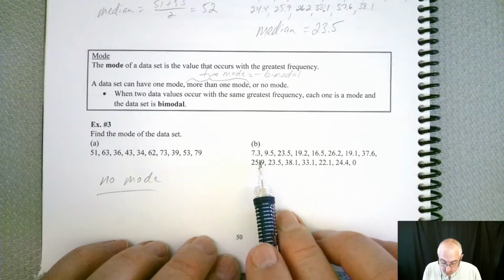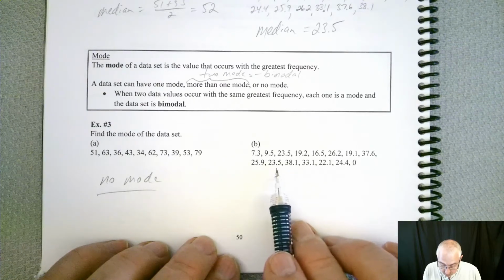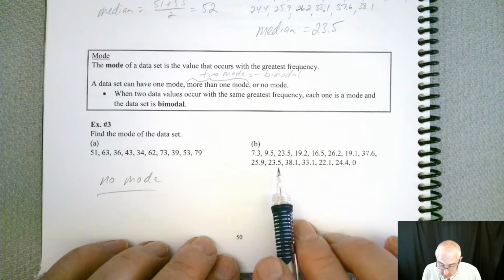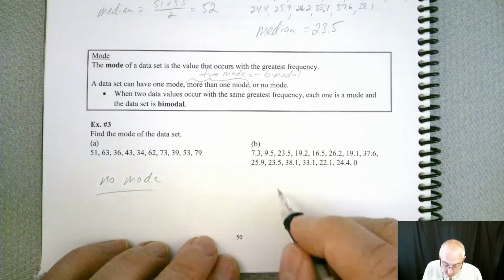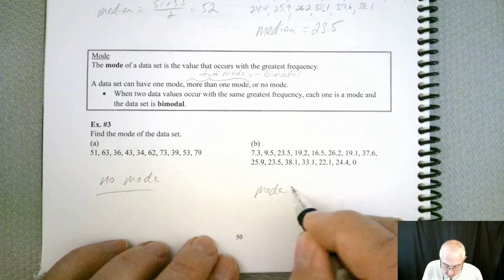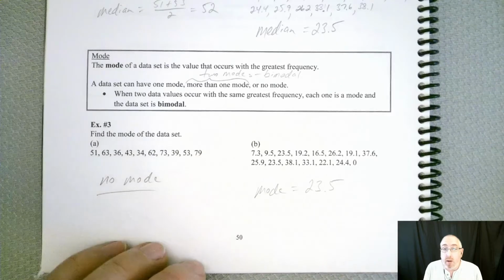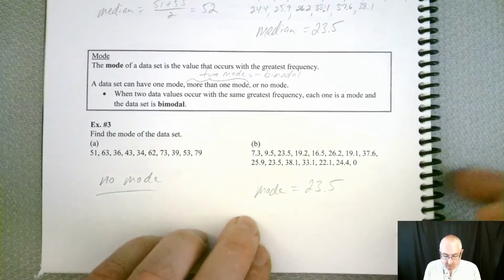All right, what about this one? Well, we do have a little bit of repetition. We got 23.5 that happens twice. And do we have anything else? Doesn't look like it. So in this case, we do have one mode. The mode would be equal to 23.5. Not anything too drastic, but like I said, depending on the situations, you've got to be a little bit careful.